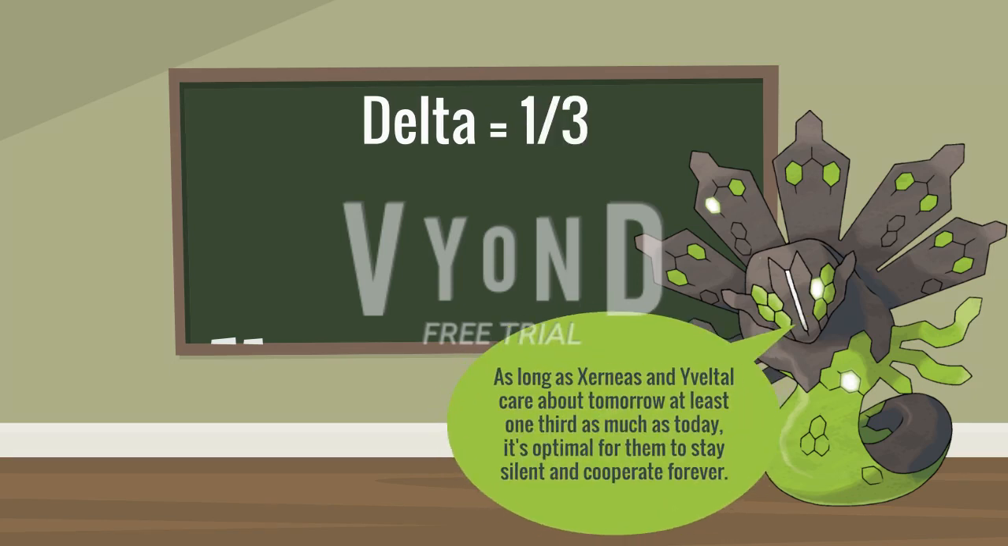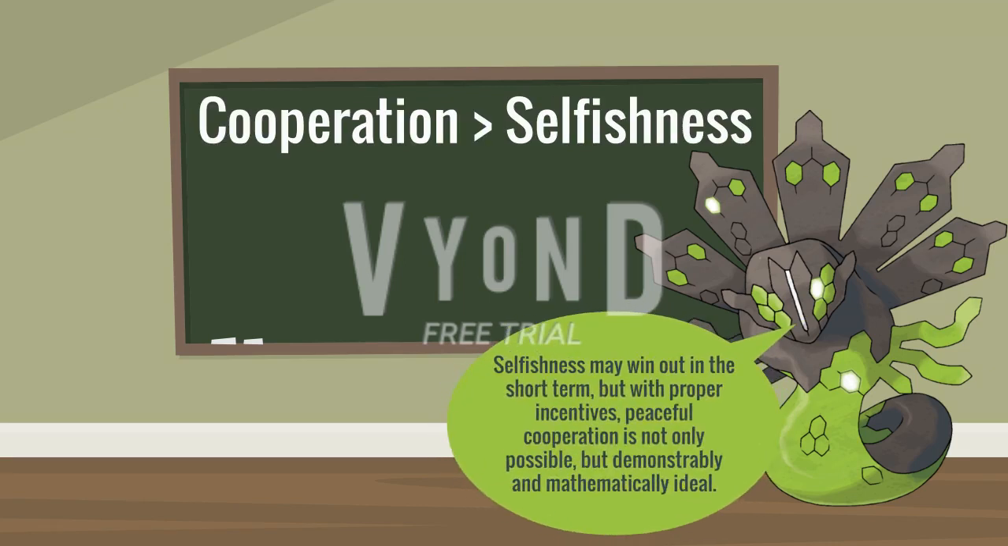As long as Xerneas and Yveltal care about tomorrow at least 1/3 as much as today, it's optimal for them to stay silent and cooperate forever. Selfishness may win out in the short term, but with proper incentives, peaceful cooperation is not only possible, but demonstrably and mathematically ideal.